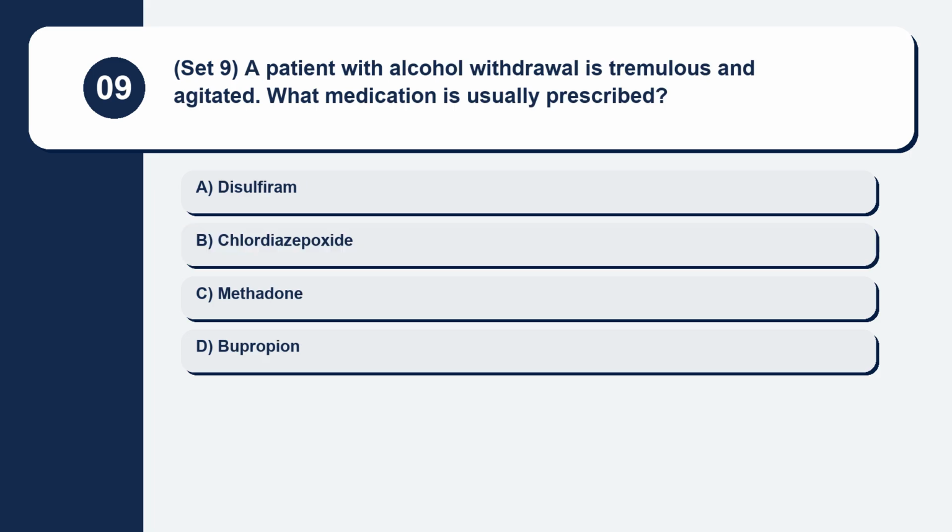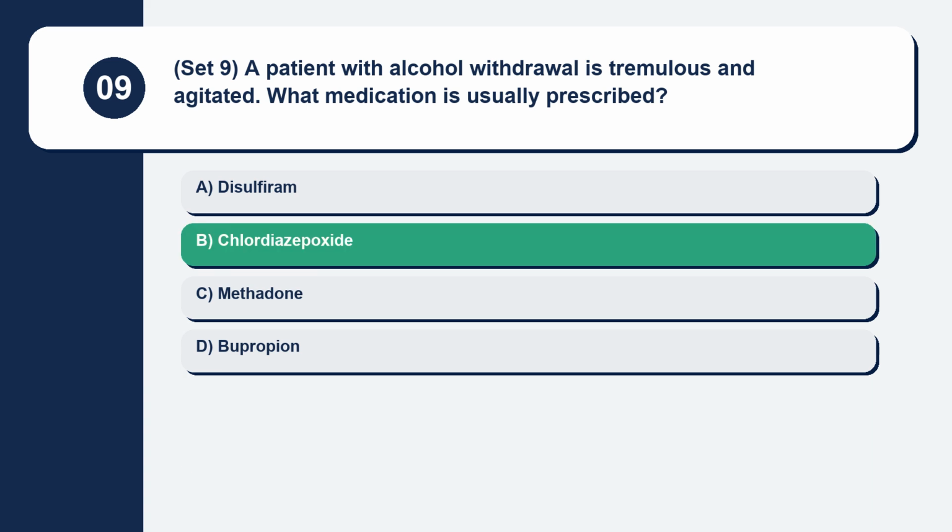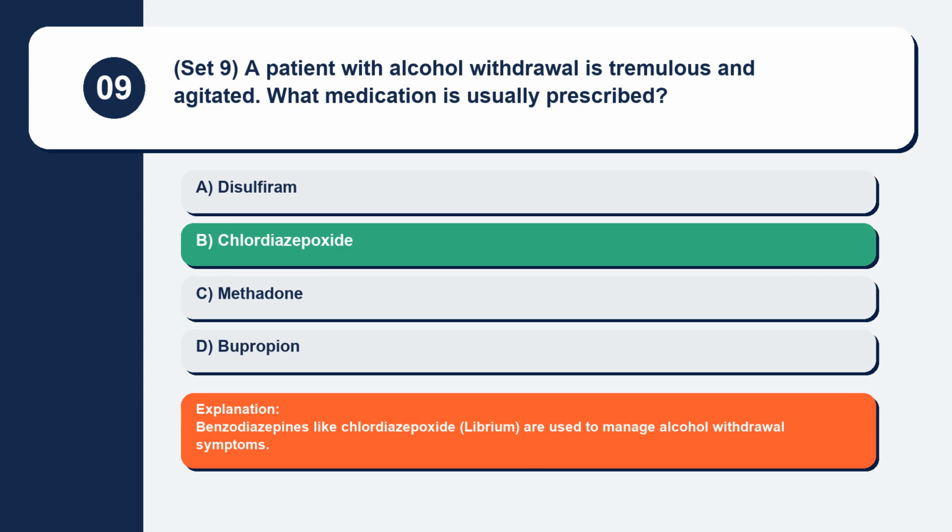Question 9. Set 9. A patient with alcohol withdrawal is tremulous and agitated. What medication is usually prescribed? Disulfiram, chlordiazepoxide, methadone, bupropion. Benzodiazepines like chlordiazepoxide, Librium, are used to manage alcohol withdrawal symptoms.